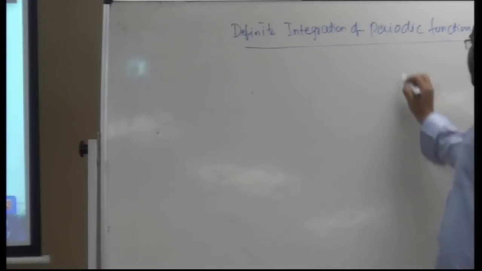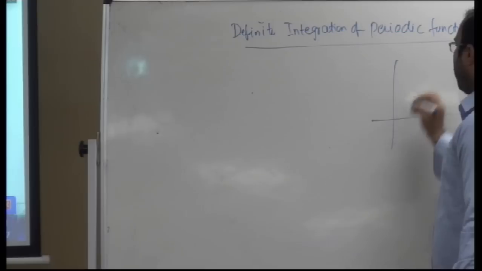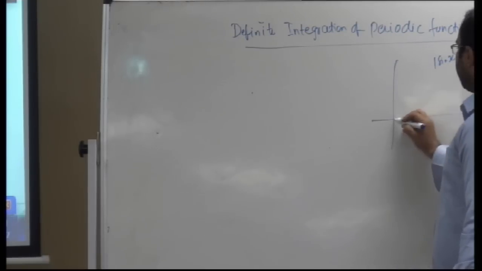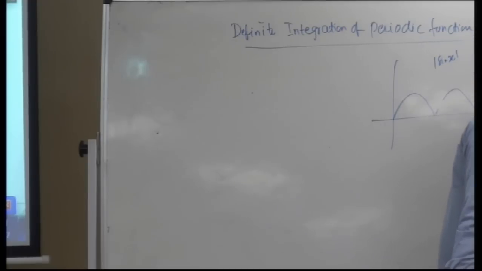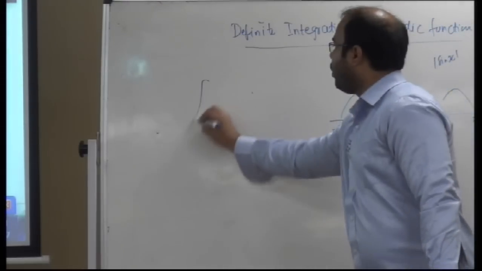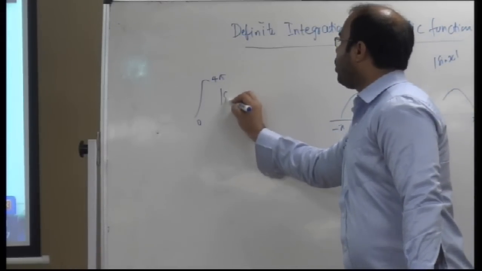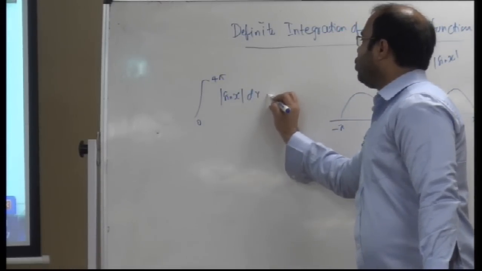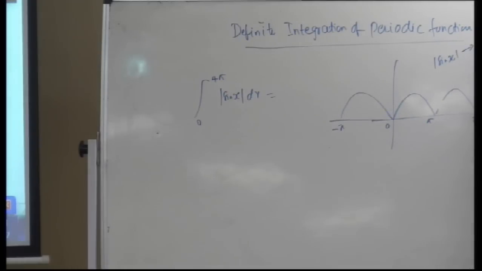Now if I give you a function like this, this is the mod of sin x function. Mod of sin x is a function which is like this, from 0 to pi, 2 pi, 3 pi, and this is minus pi, and this goes on forever on the right hand side and the left hand side. Now when I say integral from 0 to 4 pi of mod of sin x dx, you know that mod of sin x is a periodic function with fundamental period pi. After every pi it repeats itself.